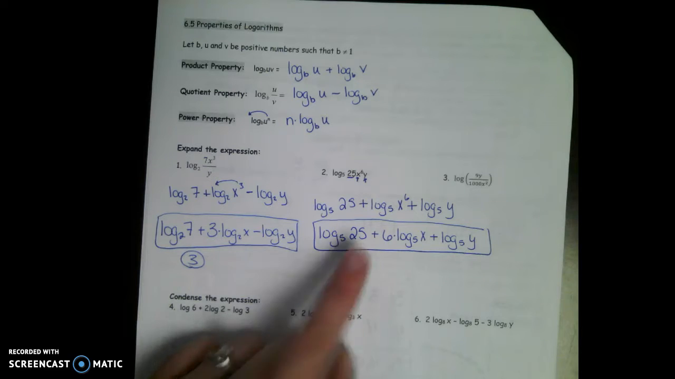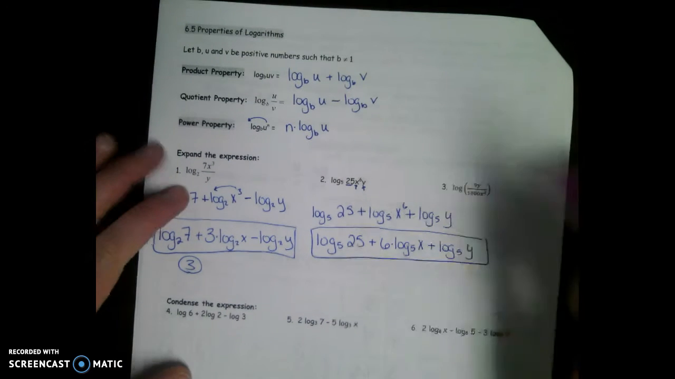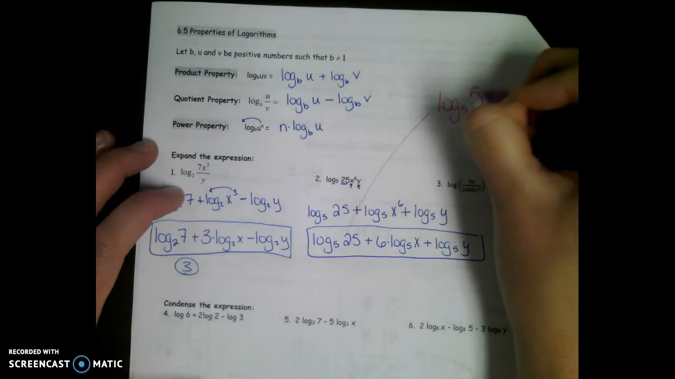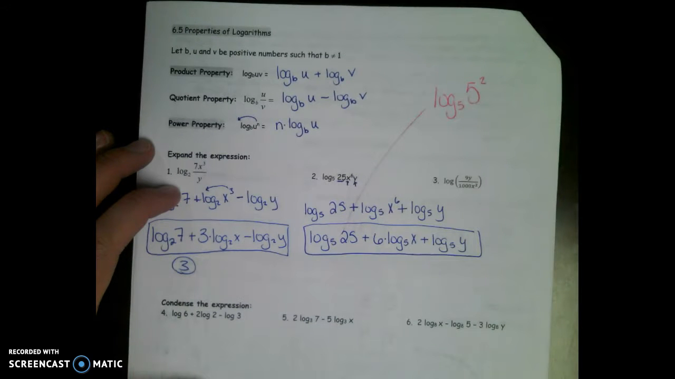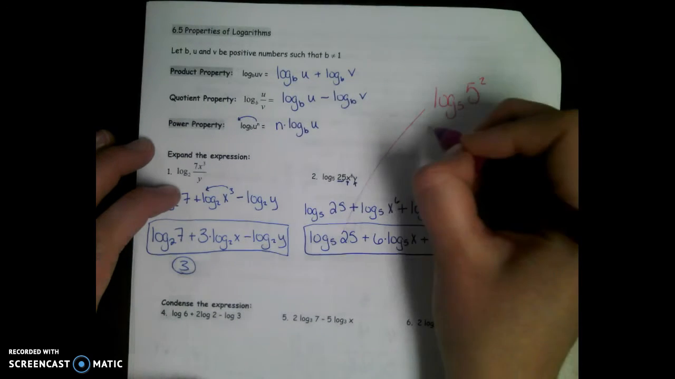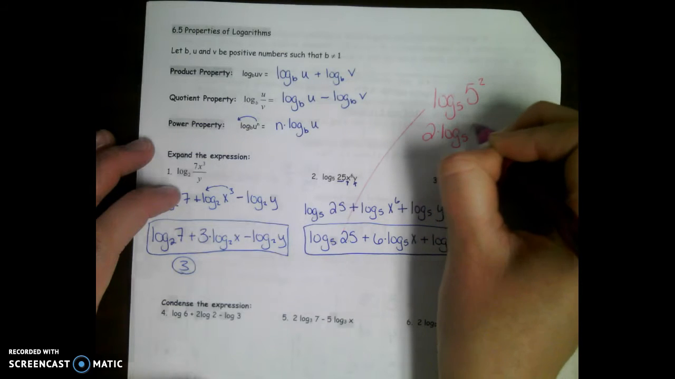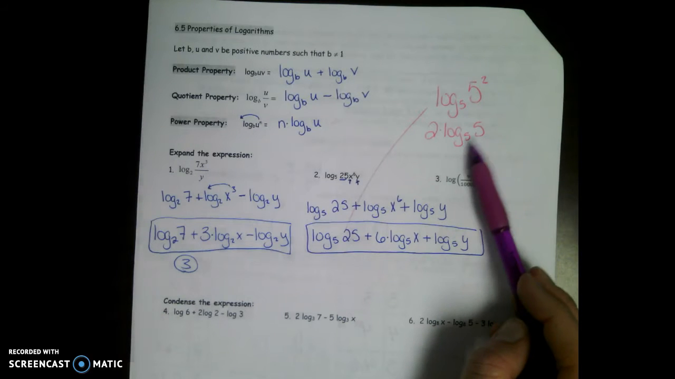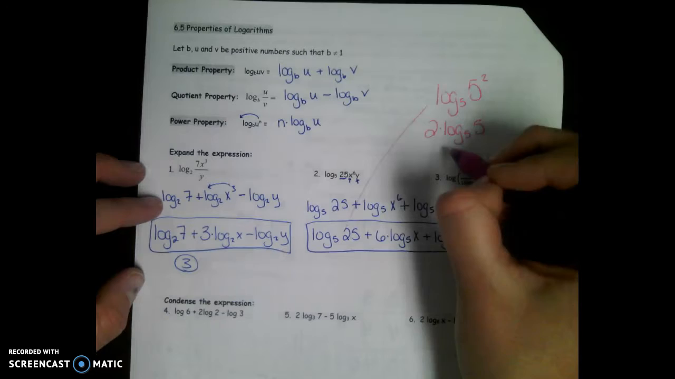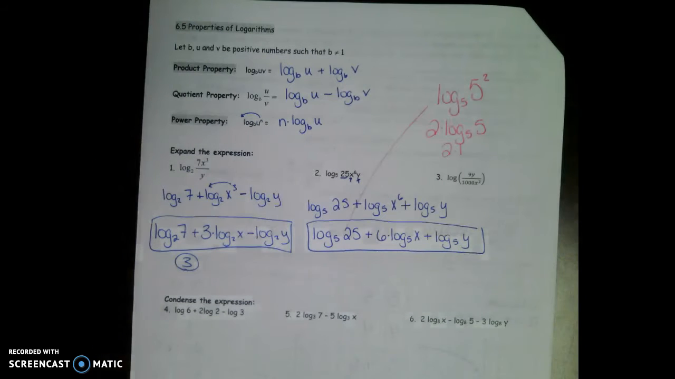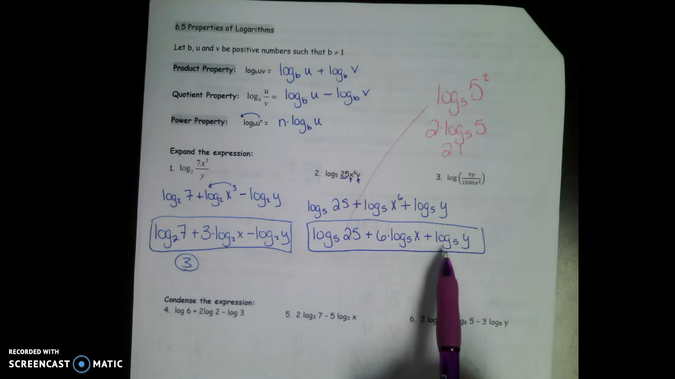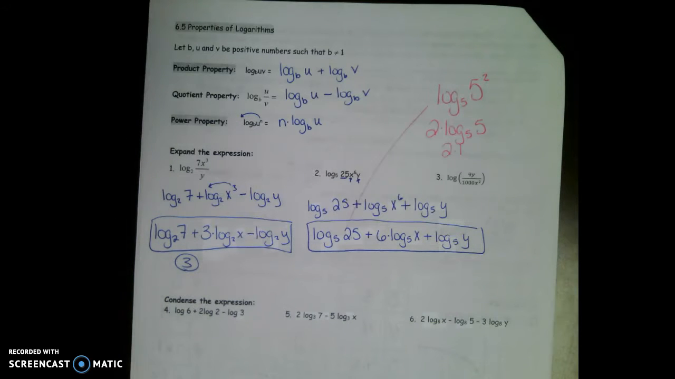5 squared. So log base 5 of 25 is actually log base 5 of 5 squared. And then what would happen with that square? It would go in front, so this would be 2 times the log base 5 of 5. Does anyone know what the log base 5 of 5 is? 1. So this becomes 2 times 1, or just 2. So really, this should say 2 plus 6 times the log base 5 of x plus the log base 5 of y.